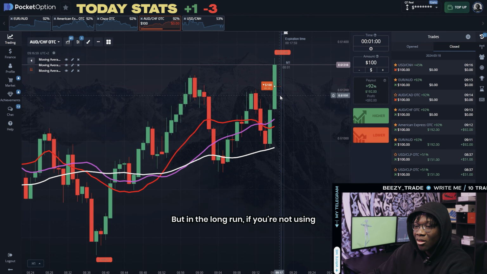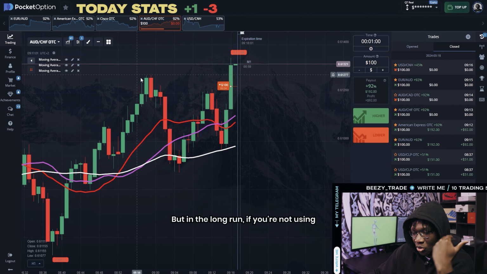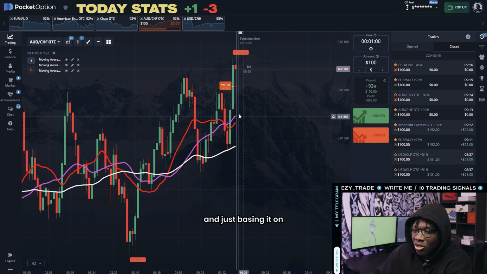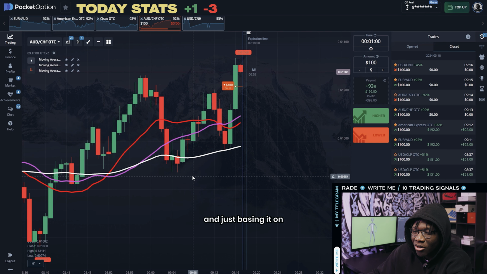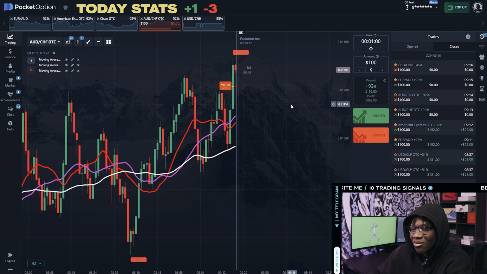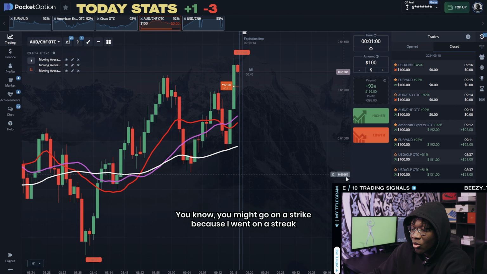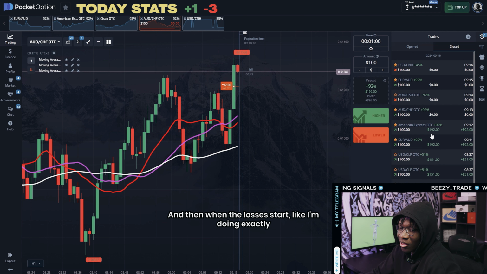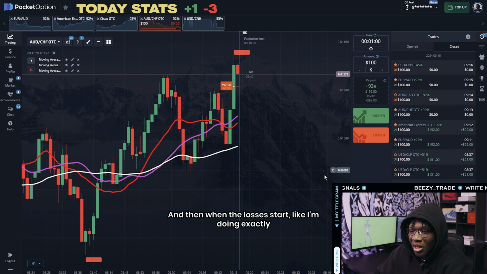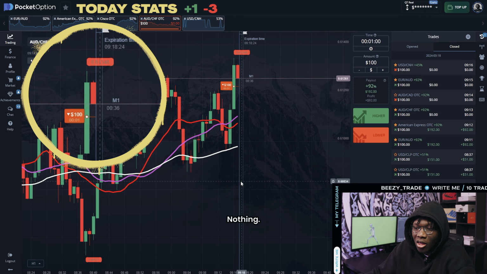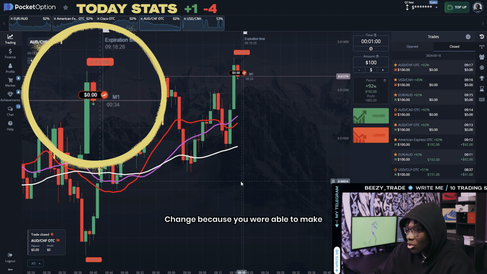But in the long run, if you're not using everything that the market has to offer and just basing it on SMAs and indicators only, you might go on a streak. Because I went on a streak earlier today when I was trying this. I didn't miss a single trade. And then when the losses start, you're like, I'm doing exactly the same thing as I was doing before. What changed? Nothing changed.